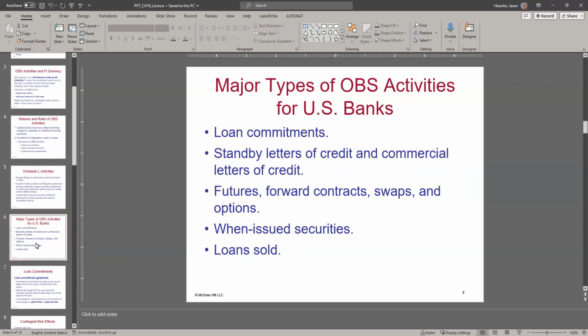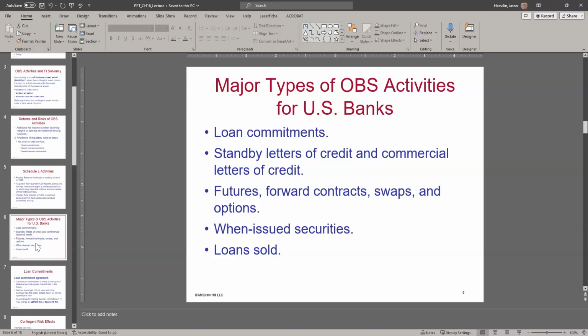Major types of off-balance sheet activities for U.S. banks: loan commitments, standby letters of credit, and commercial letters of credit. A letter of credit, we'll expand on that in a moment, but just understand why it's listed here. Think of it as an account payable, but it's just not on the balance sheet because it's not effective yet.